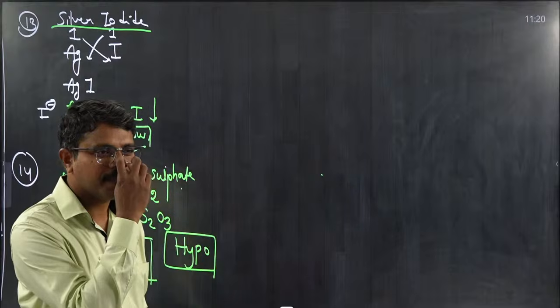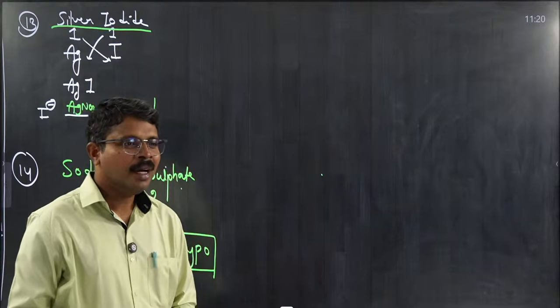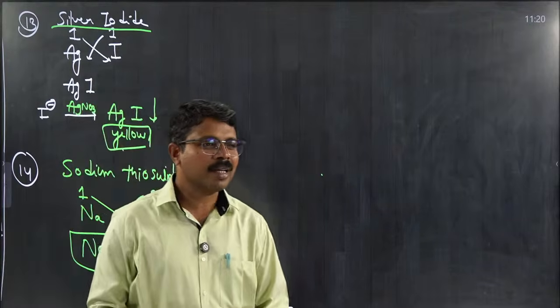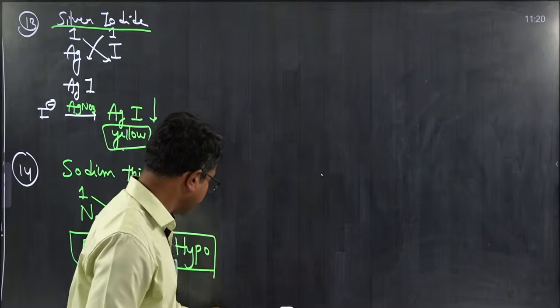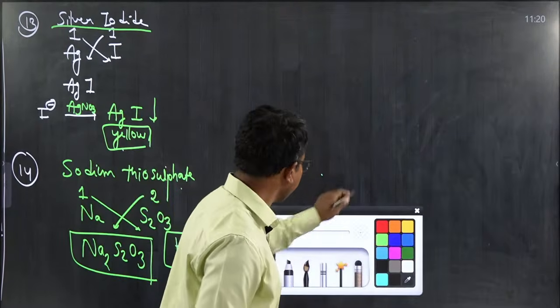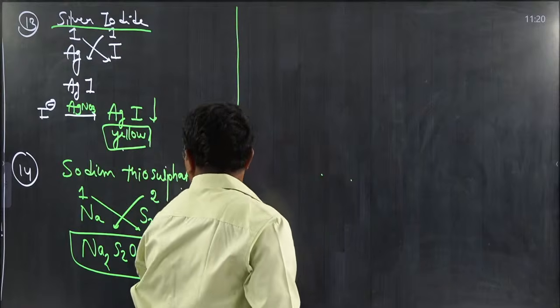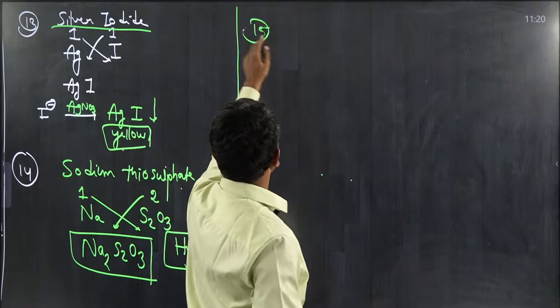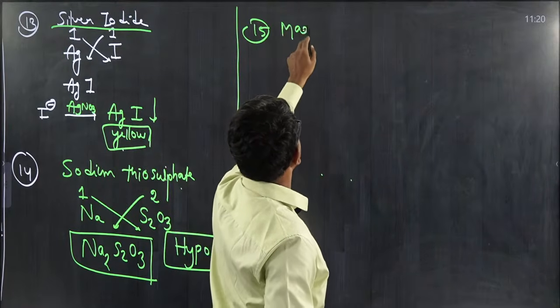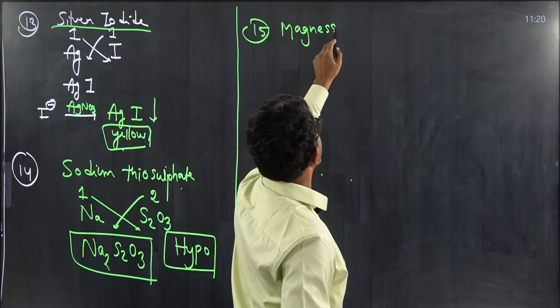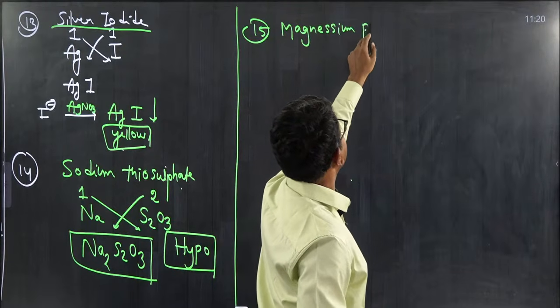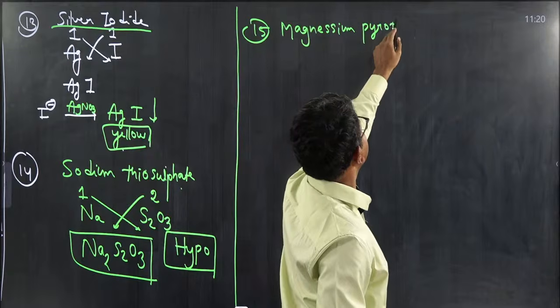Okay, very good. Bleaching powder formula is somewhat different. Fine. Next compound is magnesium pyrophosphate.